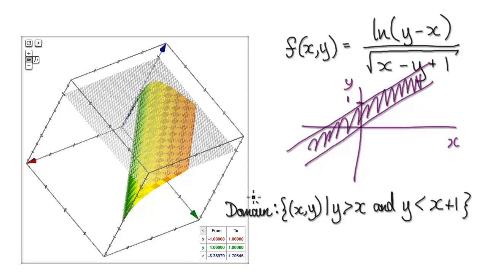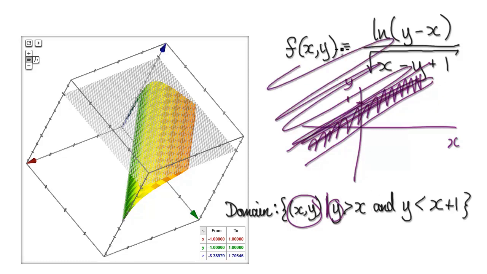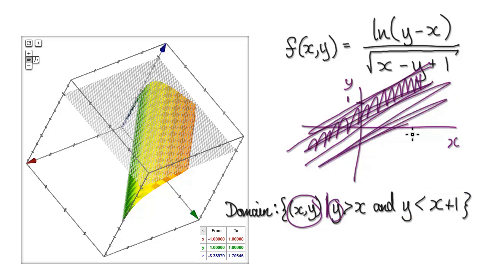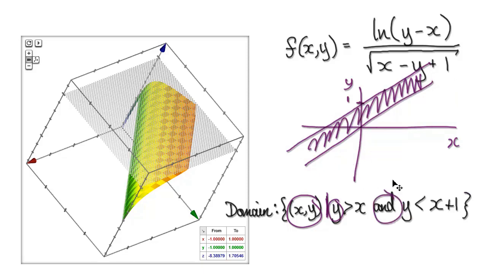Okay. So domain x, y such that y is greater than x, and y is less than x plus 1. So that's y greater than x, all this here. And then this thing here, y is less than x plus 1, so that's all this region here. For both of them to hold, meaning and, you're talking about this region here. So the domain for this function is really this strip here.